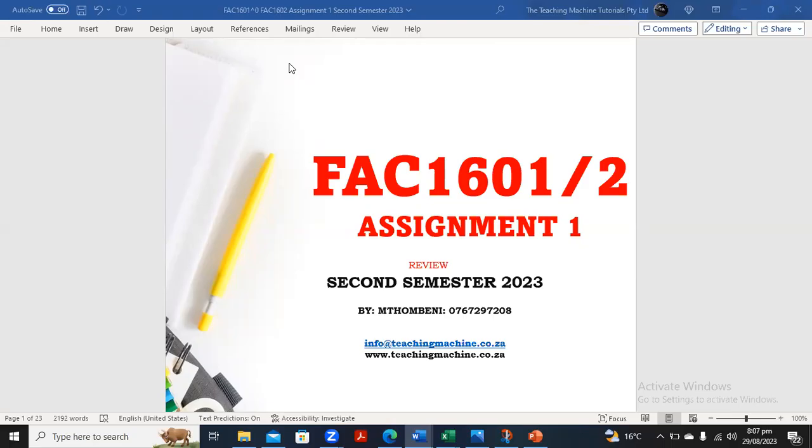So guys, this is how we do tutorials. I want to clarify this. I've received a lot of complaints that we are focusing on 1601 and not 1602. Guys, these two modules are the same. If you compare the first assignment for 1601 and 1602, the questions were the same. So that's why we have grouped you together. If you see a slide written 1601, it's the same as 1602. So don't feel isolated. It's one and the same thing.